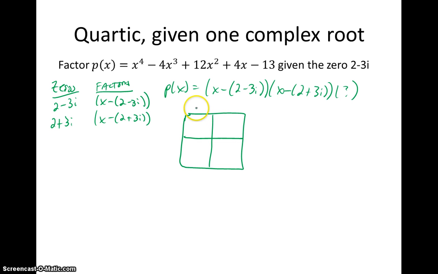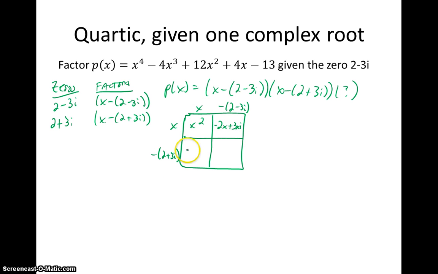And here we have x, and then we have negative 2 minus 3i. And then here we have x and a negative 2 plus 3i. So x times x is x squared. X times negative 2 minus 3i looks like I'm going to have a negative 2x there. And then I have a negative times a negative here, which makes a positive 3xi.